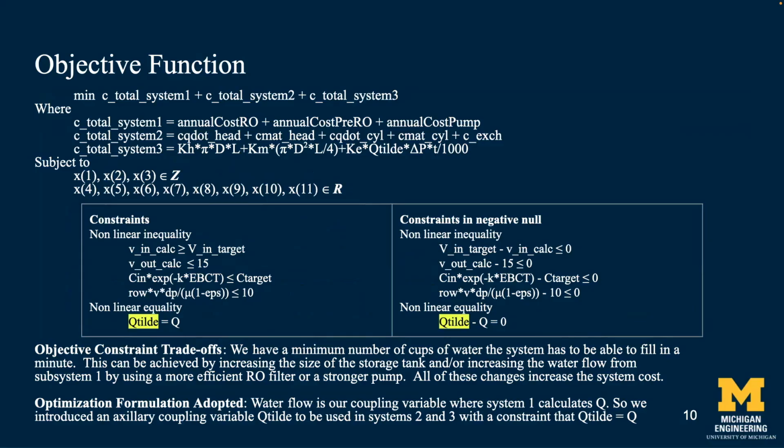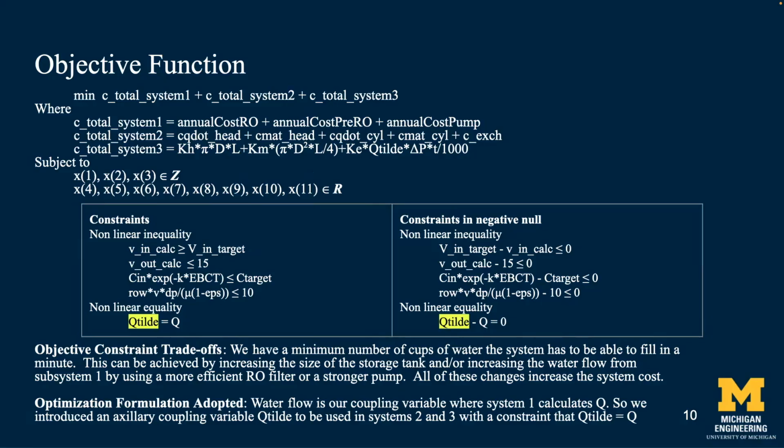The cost of subsystem 1 is the annualized cost of materials for the filter and the pump. The total cost of subsystem 2 is the cost of material to build the tank, as well as the operational cost of refrigeration. And the cost of subsystem 3 is the cost of the carbon used, the housing, and electrical components. Our inequality constraints for our subsystem is that the inner volume of our tank has to be greater than or equal to our target volume.